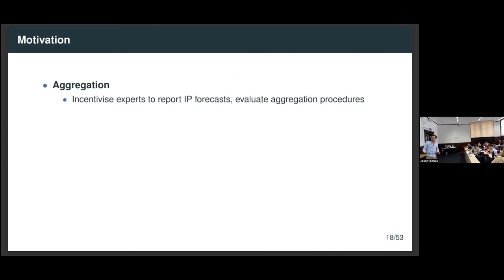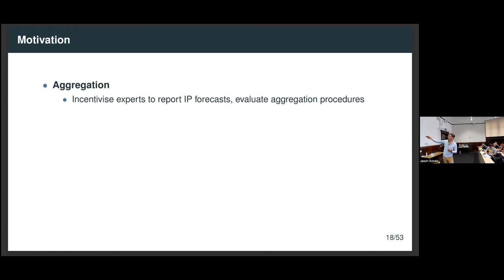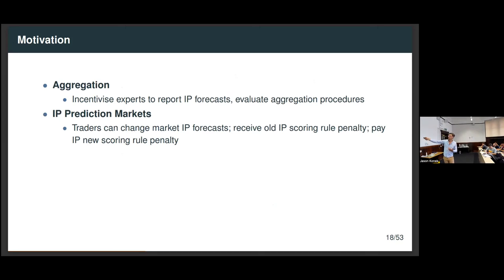I'm going to breeze through this. The point, I just need to point to a few more applications. You could use these more generally for aggregation purposes, for getting experts to report imprecise probabilities, even if they're not imprecise, and you may be evaluating procedures for aggregating. You could use it in prediction markets, so I can have markets yielding imprecise forecasts of some sort. And then as a trader in the market, I can say, well, I'm willing to incur the cost of the penalty that the status quo market prediction gets whenever the data is reported.